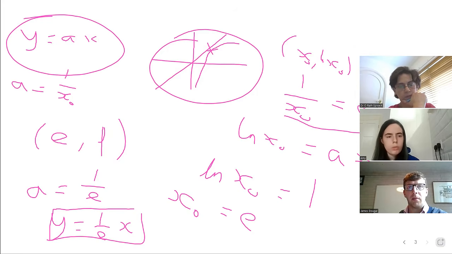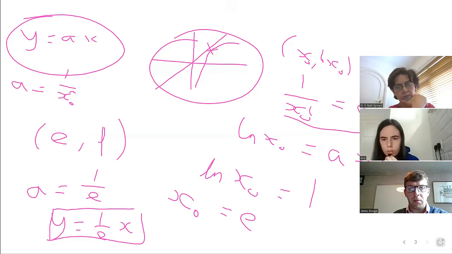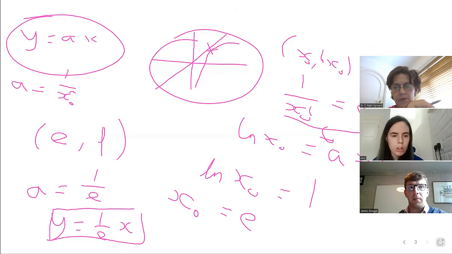If it was y equals ax squared, we'd end up with squares everywhere. However, actually this point would cancel out, so it'd still be the natural log of x naught equals 1. So that would probably actually be the same. If we had a y-intercept that wasn't 0 for the line, then I think it would be more difficult to work out.